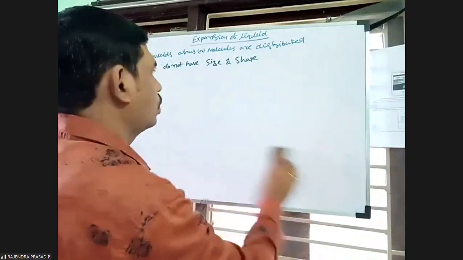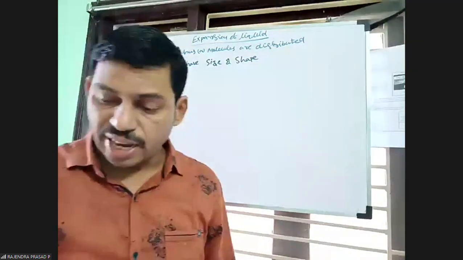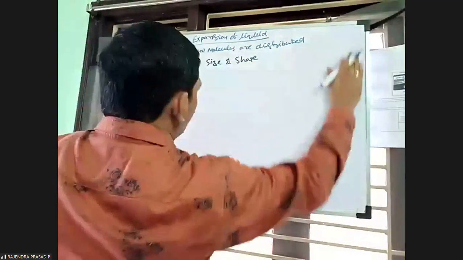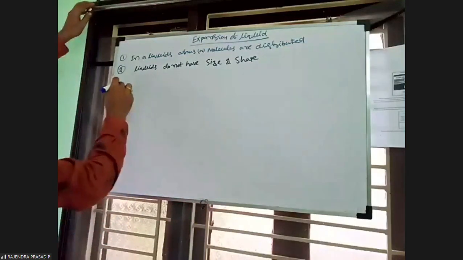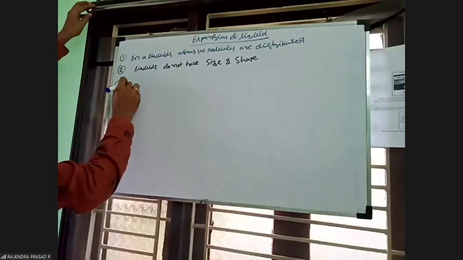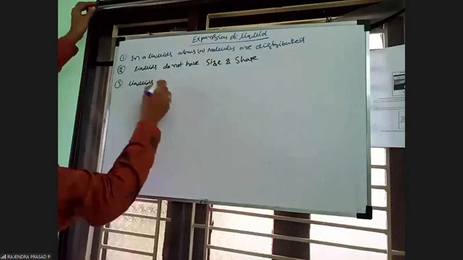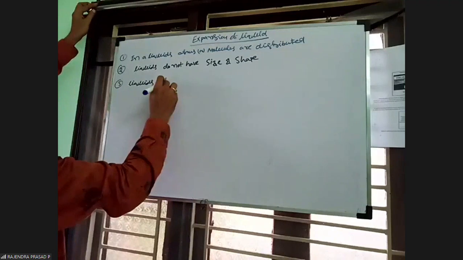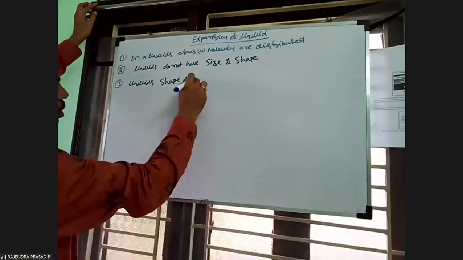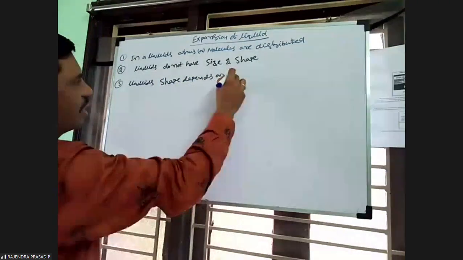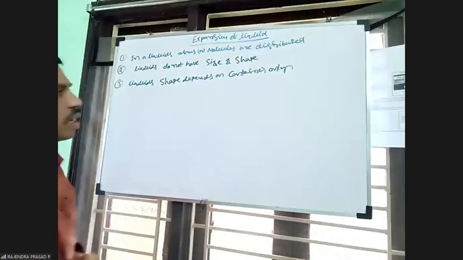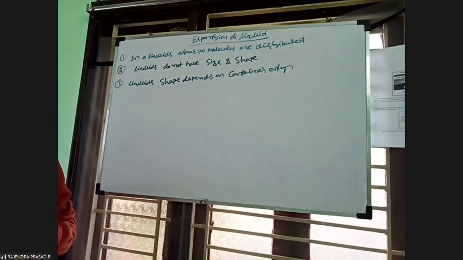Liquids do not have size and shape. They have no definite size and no shape. Liquids take the shape of the container, so the shape depends on the container only.